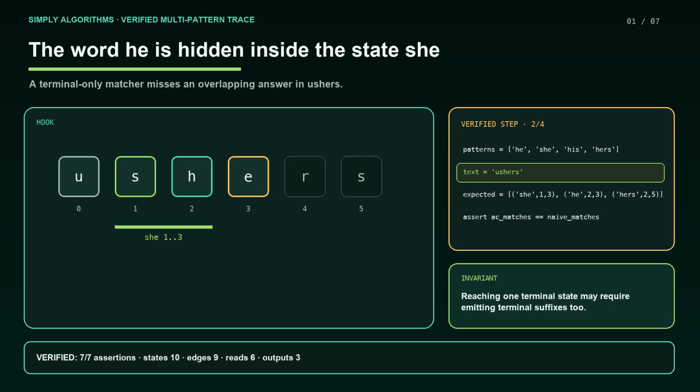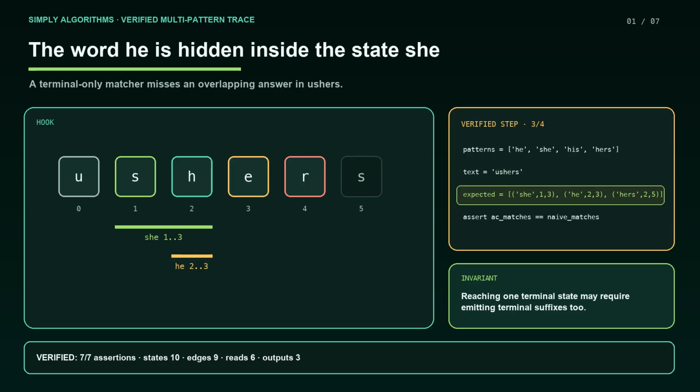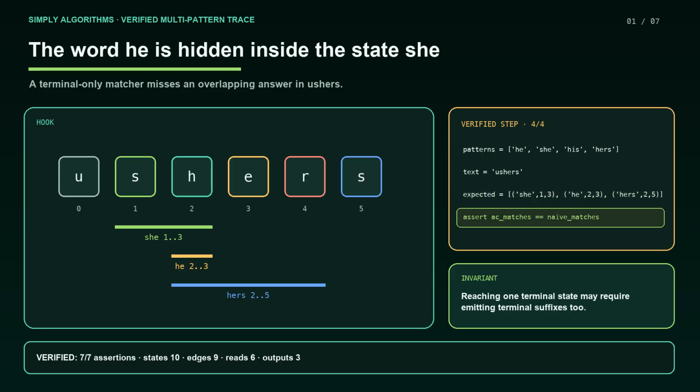The automaton reaches terminal state she, but he ends at the same position. An output link recovers that suffix match. Without it, a seemingly working tree silently loses he.